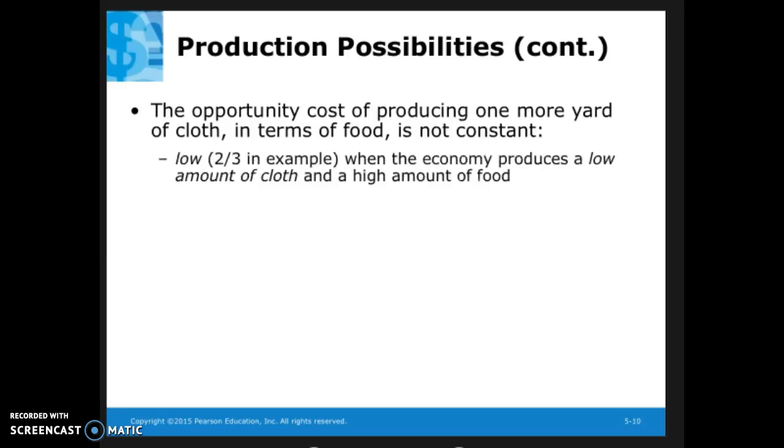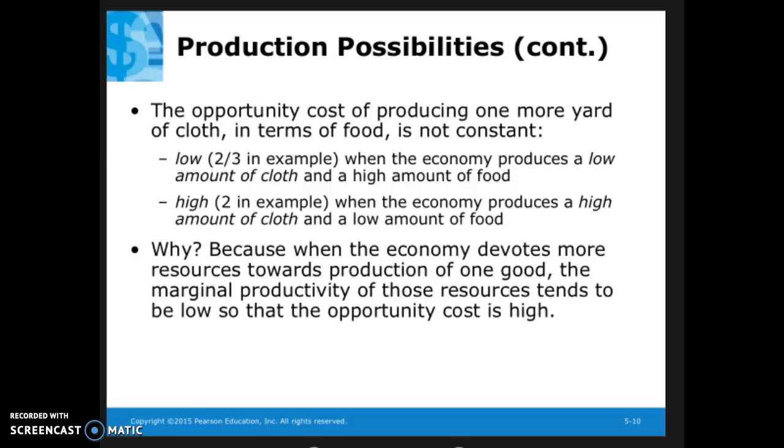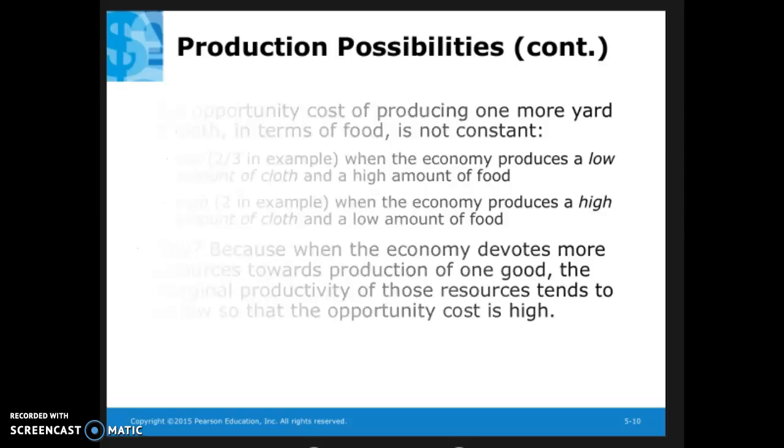So the opportunity cost is not constant. We have the low and the high. And this is because as an economy devotes more resources towards production of one good, the marginal productivity of those resources tends to be low, so the opportunity cost is high.